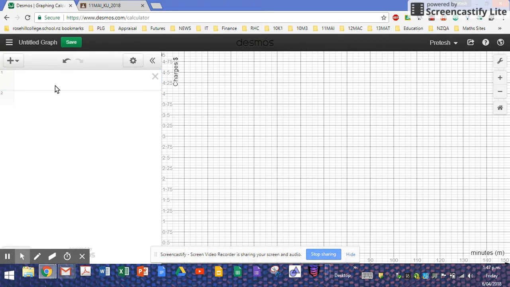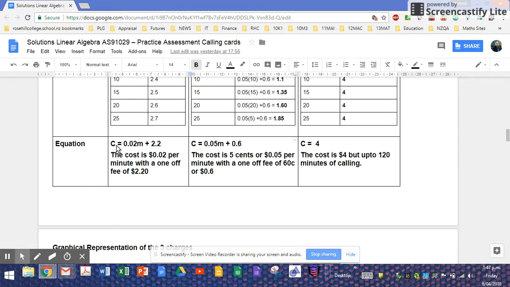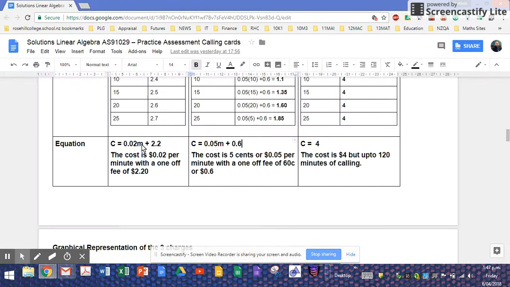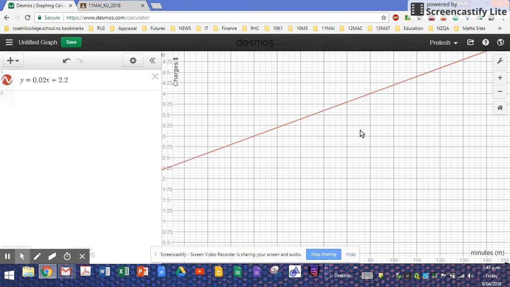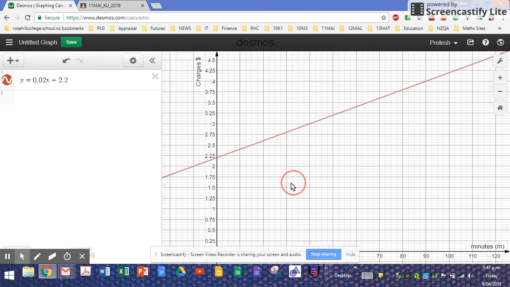Cool. Let me enter my first equation, which is this one. Now, of course, when graphing, that's your y, and that's your input variable x. So y equals 0.02x plus 2.2. There we have it. Now, the graph goes on forever. If I was to drag this, the graph also goes in negative minutes.